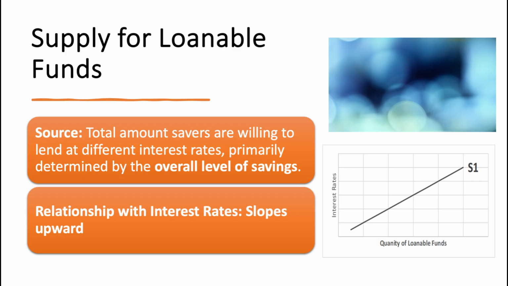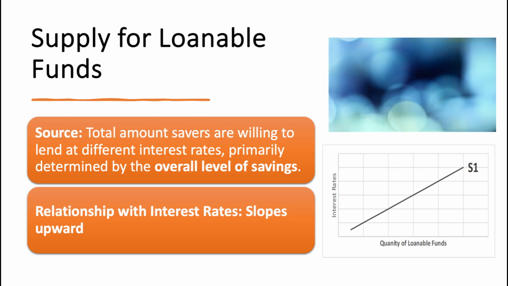Let's now turn to the supply of loanable funds. This refers to the total amount of money that savers are willing to lend at different interest rates. The primary source of supply comes from household and business savings, as well as funds provided by financial institutions. The key relationship to remember is that the supply curve slopes upward. Why? Because when interest rates are higher, people are more motivated to save and lend their money since they earn more in return. On the other hand, when interest rates are lower, the incentive to save decreases, reducing the supply of funds available in the market.